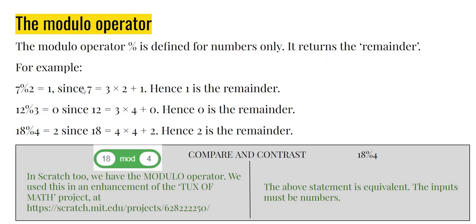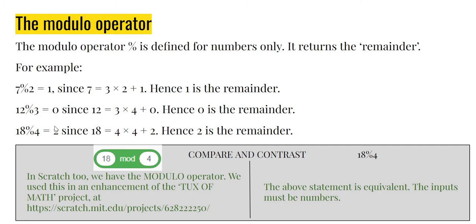So for example, if I say 7 modulo 2, I'm going to get 1, and that's because if I were to divide 7 by 2, I'm going to get a quotient of 3 and the remainder will be 1, right? Because 7 is 3 times 2 plus 1, 1 is the remainder. So I get 1 here. 12 modulo 3 is 0 because 12 is 3 times 4 plus 0. 18 modulo 4 is 2 because if I did 18 divided by 4, the quotient is 4. 18 is 4 times 4 plus 2, but 2 will be the remainder and hence I get 2.